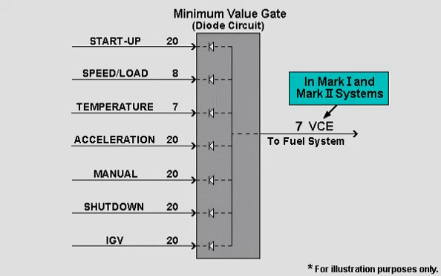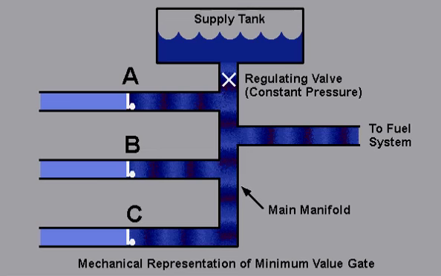Please note that in the Mark I and Mark II control systems, VCE, Variable Control Electromotive Force, is used instead of FSR and is measured in volts rather than percentages. To give you a mechanical analogy, check valves behave the same way as diodes in electrical systems.